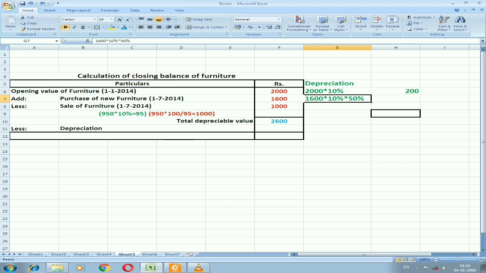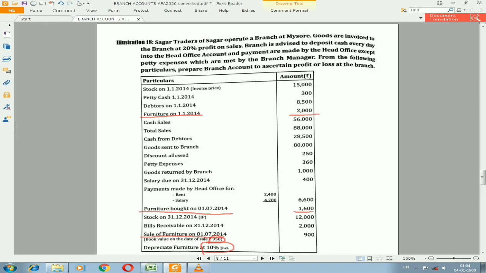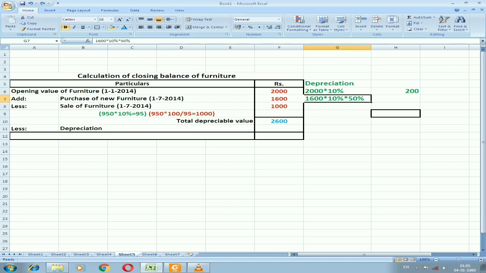So 1600 into 10% and 50% I have taken. Why I have taken in the sense, here you can see furniture is purchased on 1/7/2014. So that is the reason it is used less than 180 days. From 1/7/2014 to 31/12/2014, if you calculate, it will come less than 180 days. If it is less than 180 days, we need to take half of the rate, that is 50% of it.